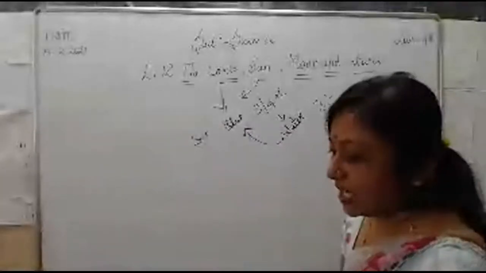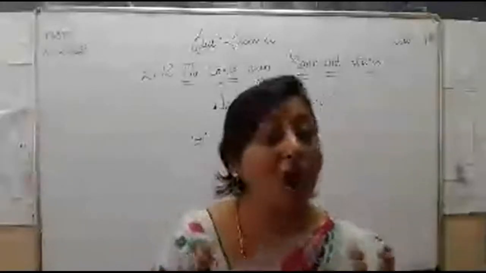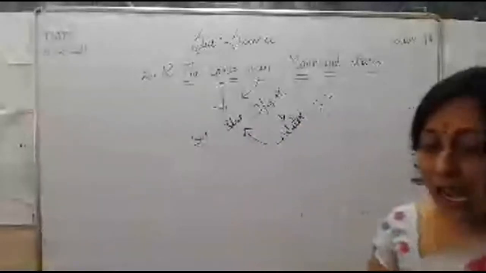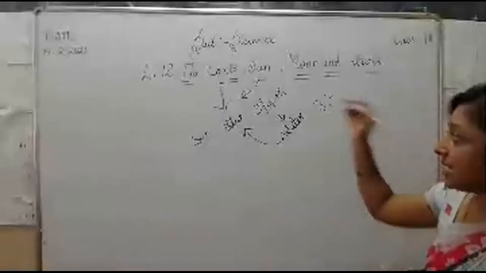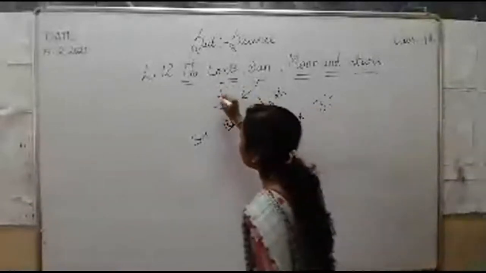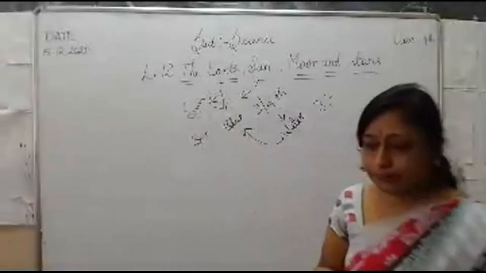The Earth is the only place in the universe we know where life exists. We all live on the Earth. Again we recall, it is a planet because it travels around the sun.